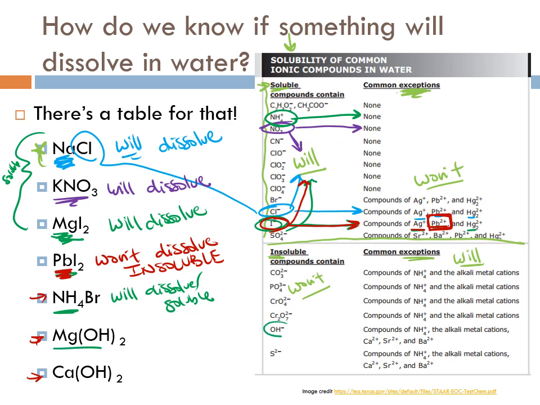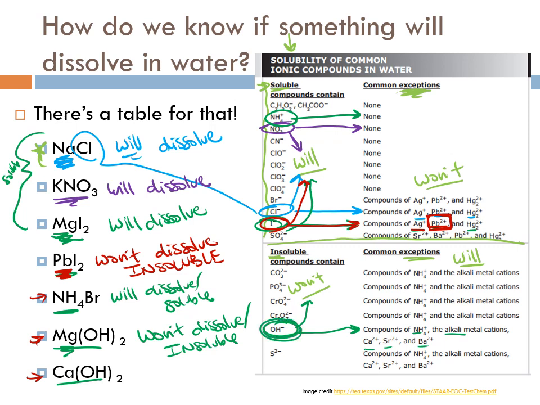How about magnesium hydroxide? Hydroxide is on the won't side, except if it's with ammonium, the alkali metals, so that's group 1 in our periodic table, calcium, strontium, or barium. Magnesium is not on this list of exceptions. This is a won't dissolve. Magnesium hydroxide is insoluble.